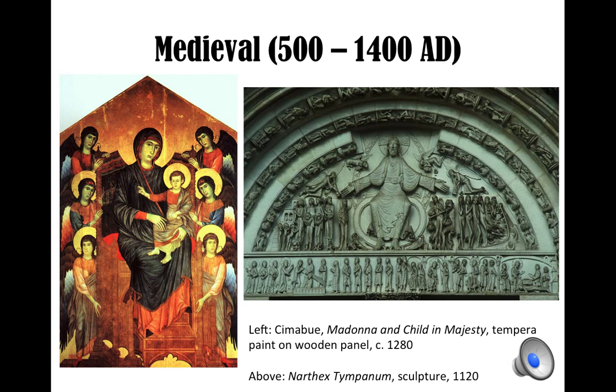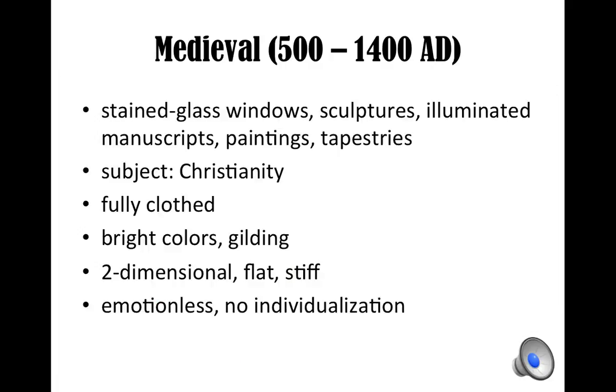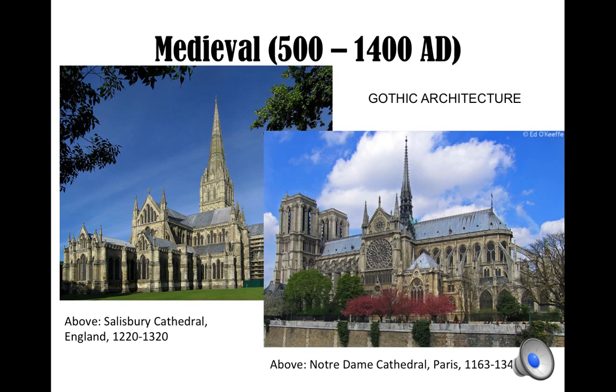During the medieval period we have this flat version, mostly about religious art and architecture, glorifying the next world. Stained glass windows, because a lot of people are illiterate, illuminated manuscripts, paintings, tapestries. And of course the subject is Christianity, people are fully clothed, it's two-dimensional, emotionless, no individualization. Here we see Gothic architecture, see the flying buttresses, the pillars, those things are all about getting to heaven.